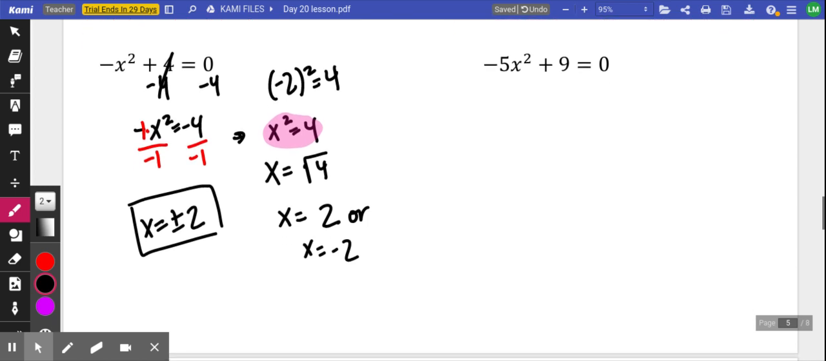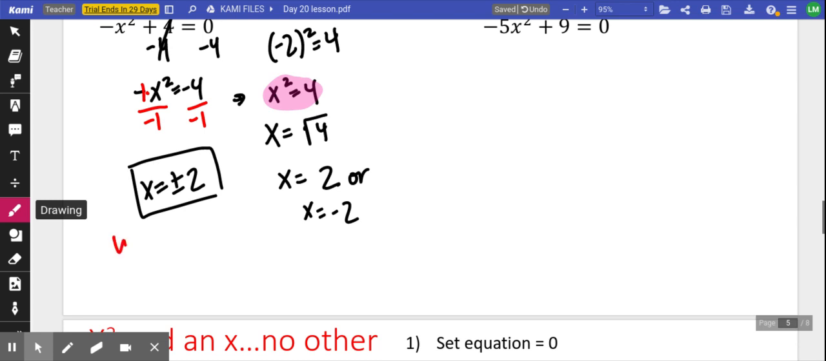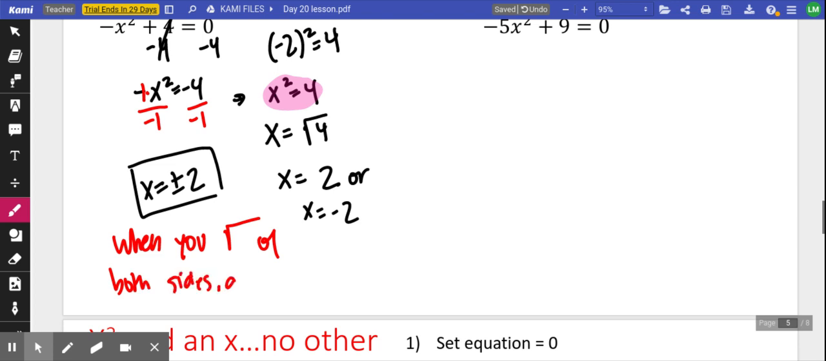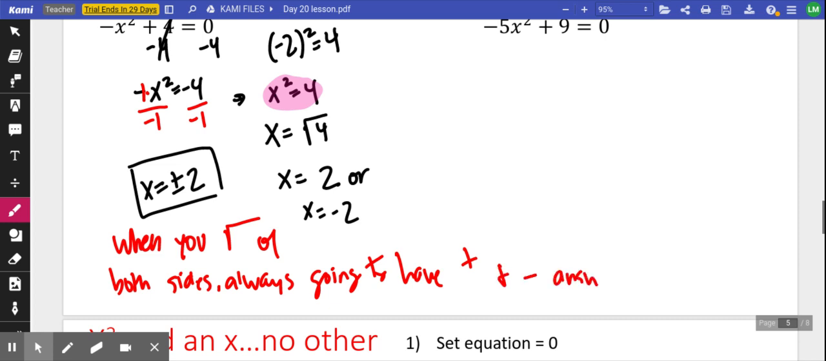From here on out, make a note of this: when you take the square root of both sides of an equation, you're always going to have a positive and a negative answer.